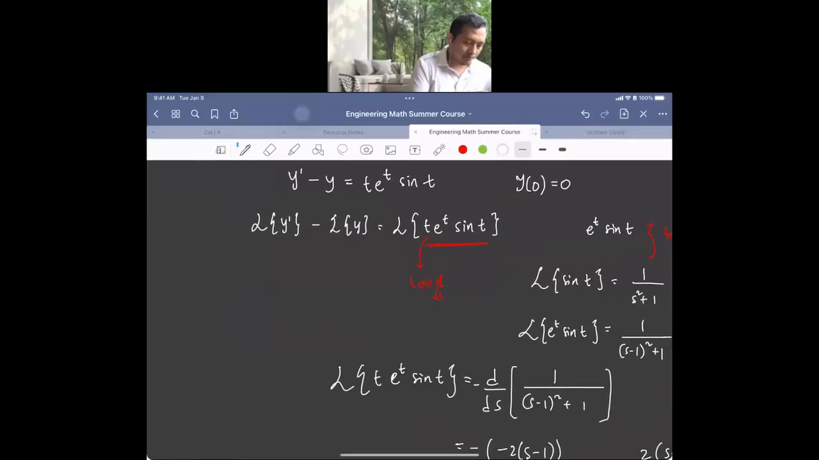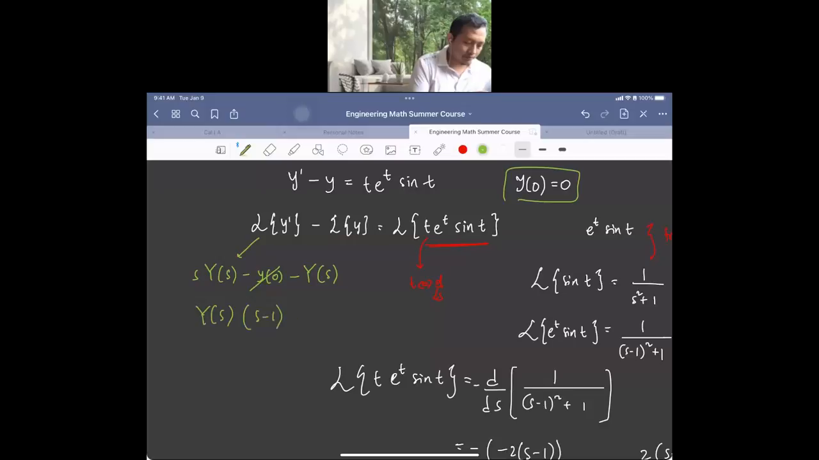Now the left side, I'm going to use a different color. This will be equal to s times Y(s) minus y0. Maybe I will write y with more of a curve here to differentiate it from the capital Y, and then minus Y capital like that. So this will be 0, right? This is 0, so we can cancel this. So we will have Y(s) is s minus 1.